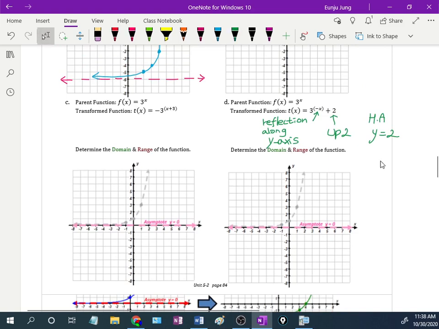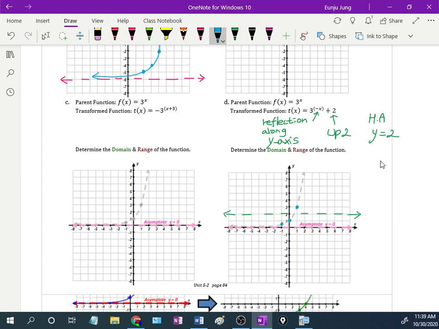Horizontal asymptote is at 2. So let's draw the helping line. This is not a part of the graph, but I want you to graph the horizontal asymptote before you graph the original graph. And now let's move the points. This point and this point, and not a good point. Is there any good point I can graph? Okay, let's move it. It's in the middle.